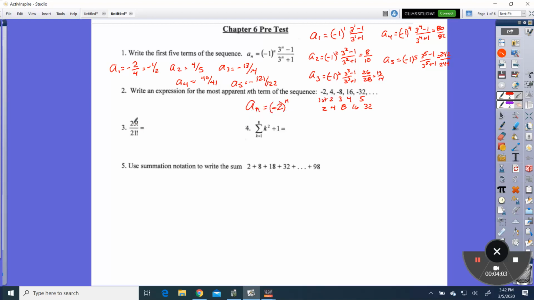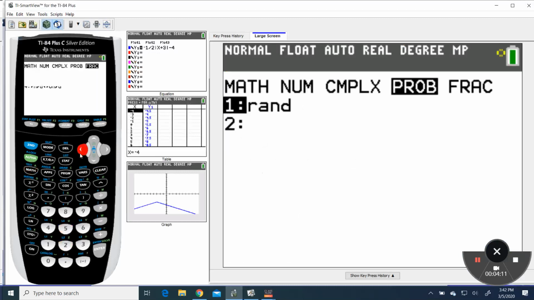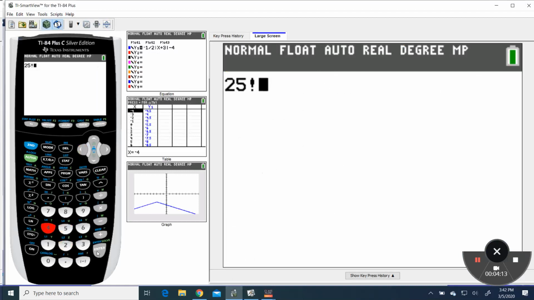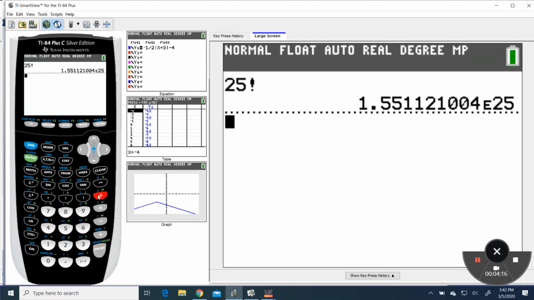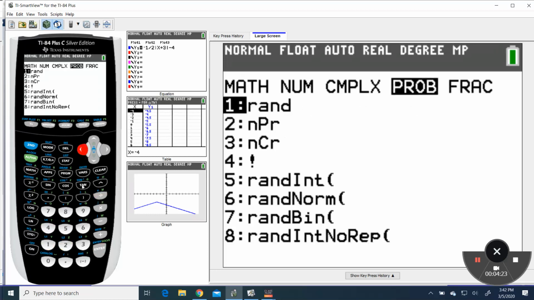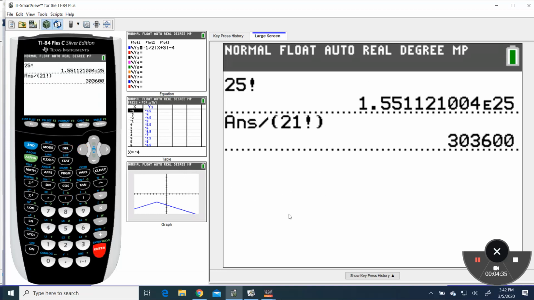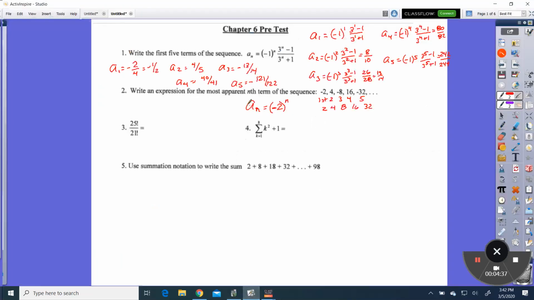On this one, you can type this in your calculator. You can go 25, math, probability, the fourth one, divided by 21, math, probability, the fourth one. And I probably ought to put those in parentheses just to make sure it does it right. And it gives me 303,600.